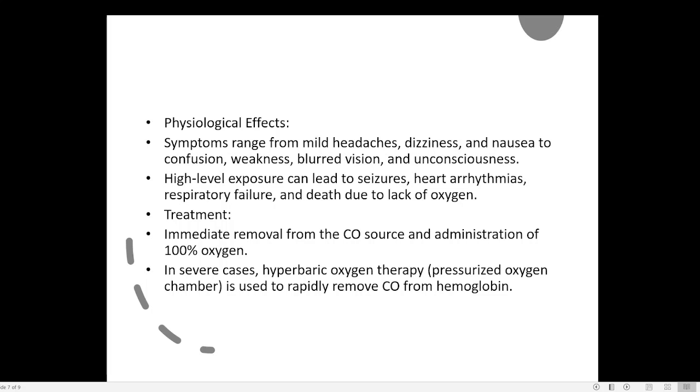If there is a higher level of carbon monoxide poisoning, that will lead to seizure, heart arrhythmia, where the rhythm or beating rate of the heart becomes improper, respiratory failure, and death due to lack of oxygen. Because if all the hemoglobin is combined with carbon monoxide, there is no hemoglobin available for transporting oxygen. That means cells are not getting a sufficient quantity of oxygen, and cells will die. That situation is the problem caused by carbon monoxide poisoning.